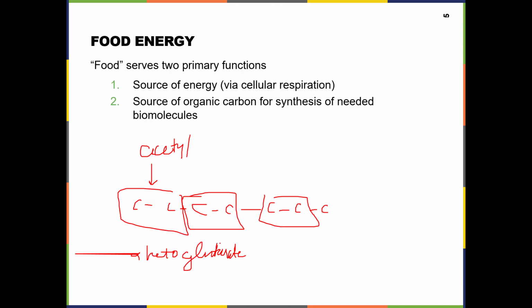So those are really your 2 functions. Your food is either going to be completely oxidized to make ATP, or it's going to be partially broken down and then the monomers will be recycled to make other biomolecules which build the structures of your cells.